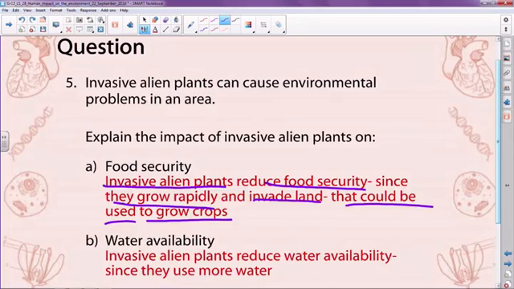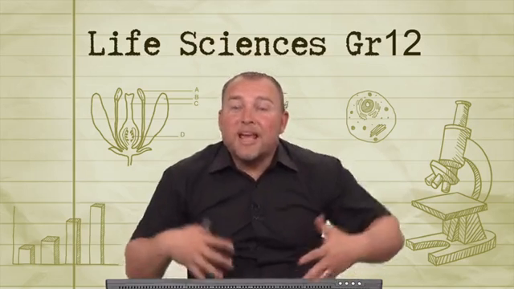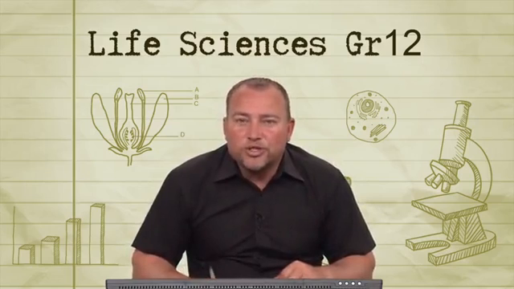Okay, the next one we look at is water availability. We spoke about it. Invasive plants reduce water availability since they use more water. They have maybe roots that are much deeper, so as the water rains, they suck it up through the roots very, very quickly. They put chemicals in the water and that kills our plants, right? So having this type of plant in there is not always a good thing.